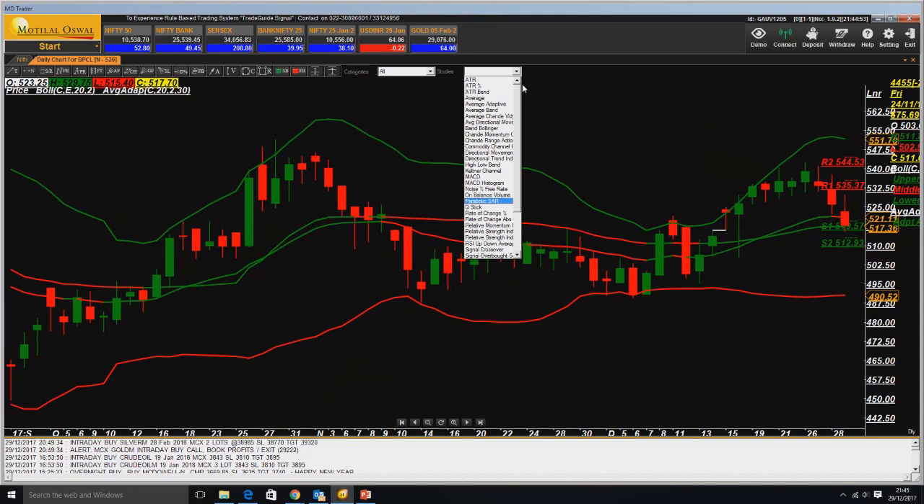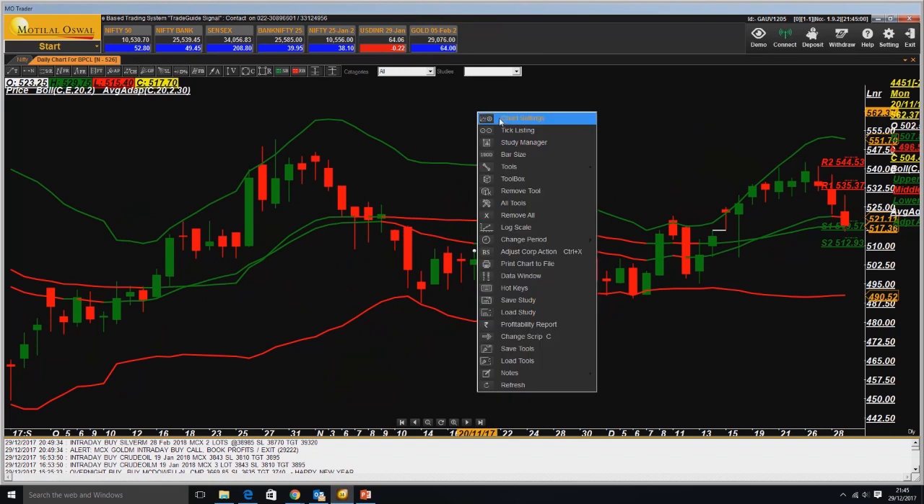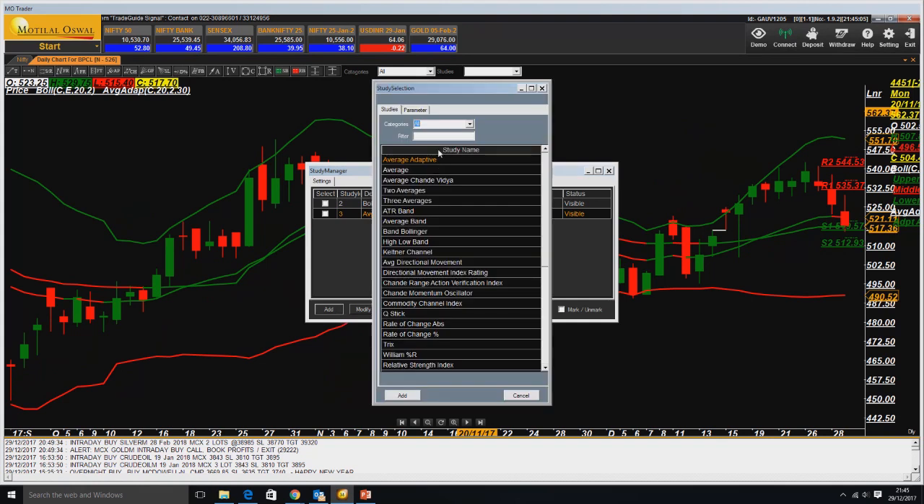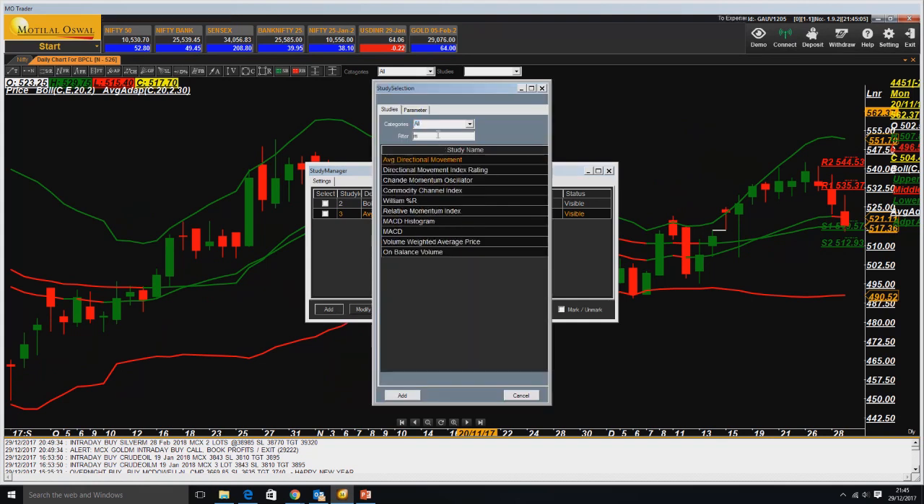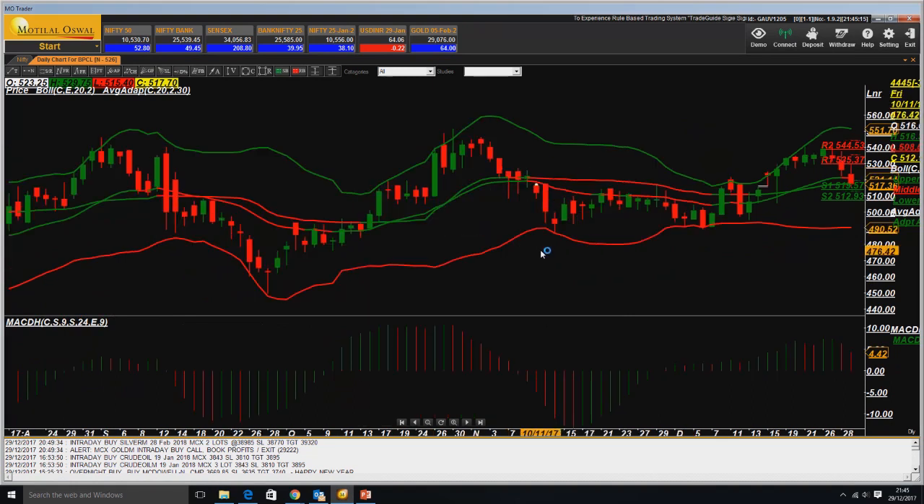I would actually prefer to use the MACD with this. So I click on the study manager and I put add. I put the MACD histogram so that I should also have a kind of feeling about the strength in my trades. Like if I am going short from here below the central line, what is this MACD histogram doing, whether it's going downward or it's moving upward.